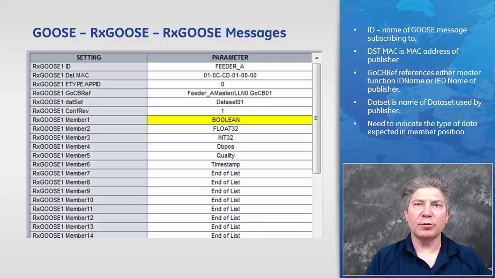So we've got Boolean, used for the digital signals. We have float 32 used for metered values. We've got integer 32 used for deadband, timers, clocks, and etc. And we have the DB-POS. This is called double bit position. So it allows us 4 possible states. For example, things like bad, intermediate, on, and off. And then the other 2 choices that we have are the quality bit and if it's a timestamp.